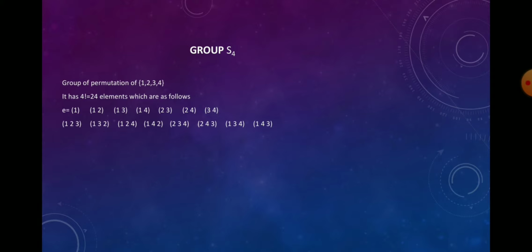Just note each and every element of S4 because this is necessary. Next we go for 4-cycles. There are 6 4-cycles in the group S4. In total, till now, we have 1 plus 6 plus 8 plus 6, total 21 elements listed. Still 3 elements are remaining. Those are products of 2 cycles, that is (1 2)(3 4), (1 3)(2 4), (1 4)(2 3). These are the total 24 elements of the group S4. Okay. Note this thing.